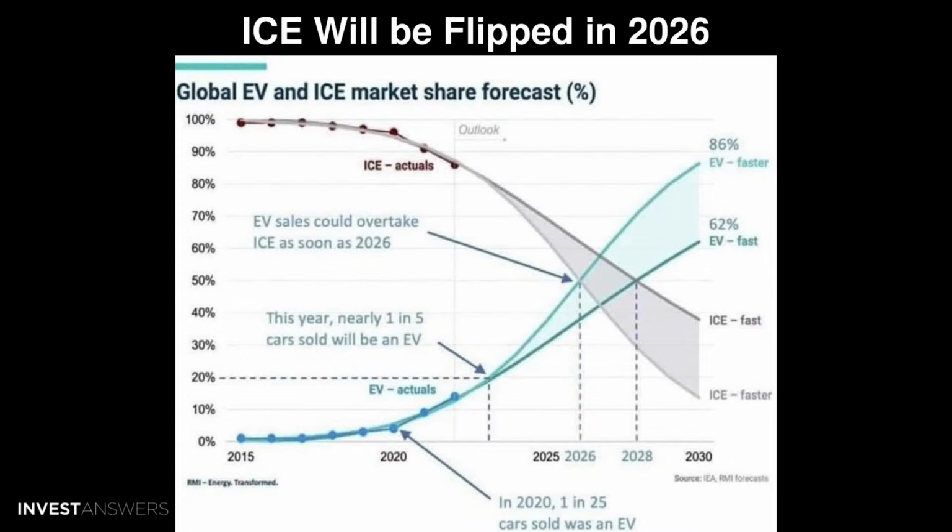And it's already happened in Norway. It's already happened in China. It's already happening in Denmark. In different parts of the world, it's already happening. ICE will be flipped because electric cars are better, cheaper, faster. Sound familiar? That's what typically wins.